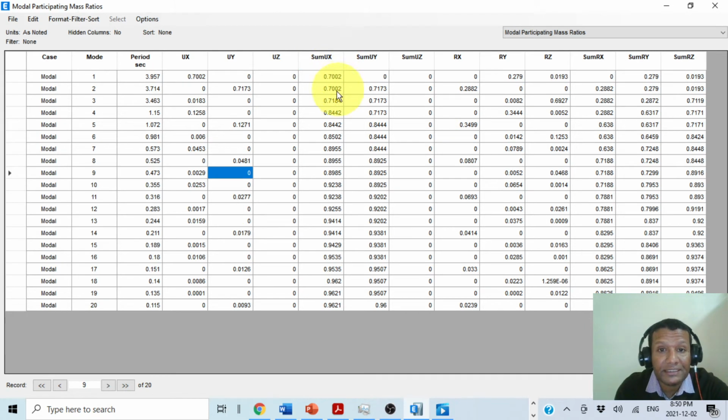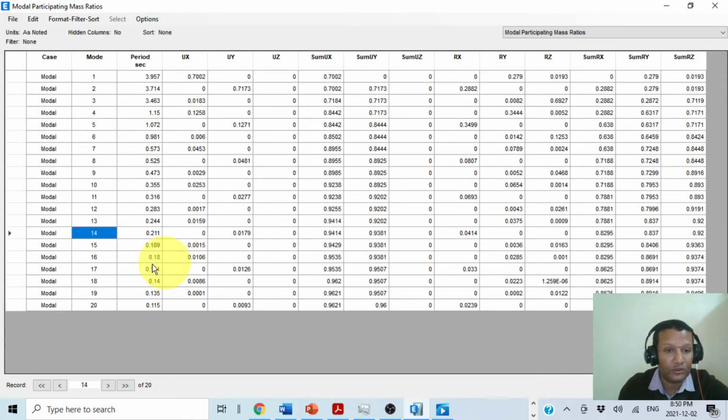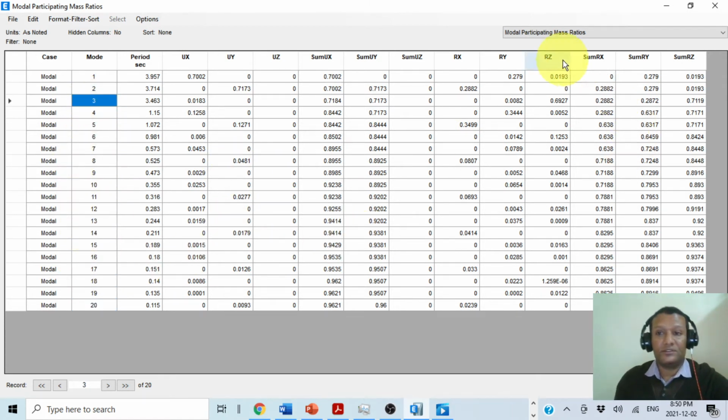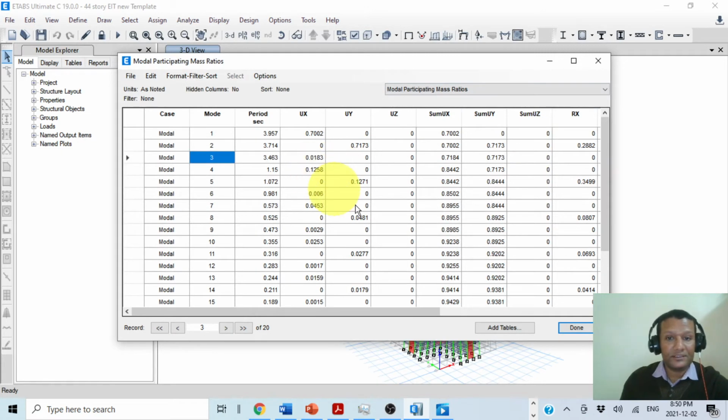And if you see the sum, almost 89.8, almost 90% is already achieved in the tenth mode. That means almost in the third mode, the 90% is already achieved. That's what we need. There is no need to include all modes. Even if I use 20 modes, there is no need to use all 20 modes. Okay, so that is what it means.